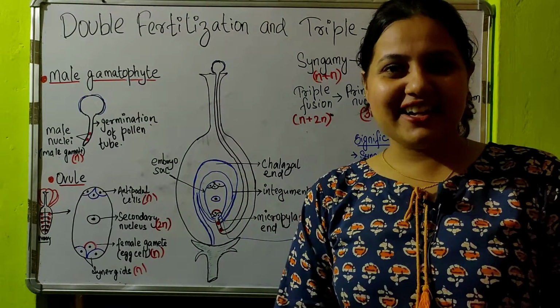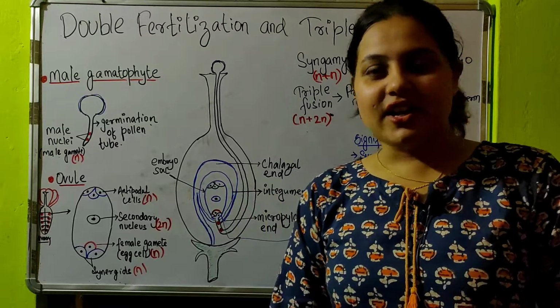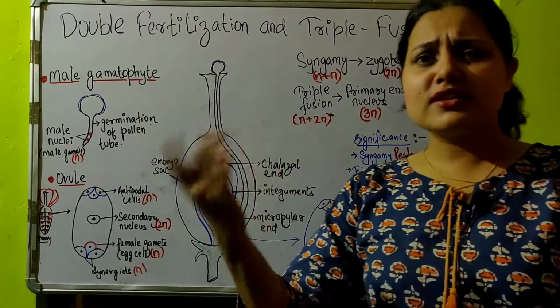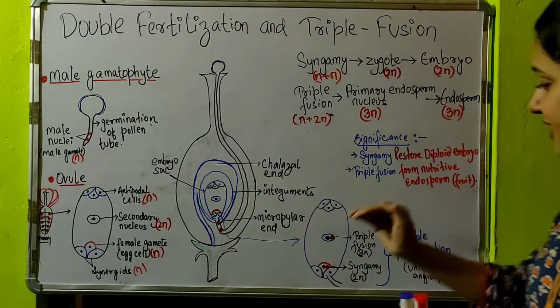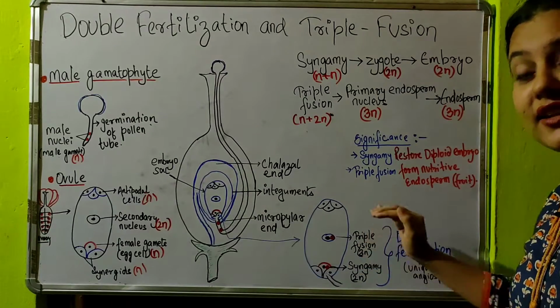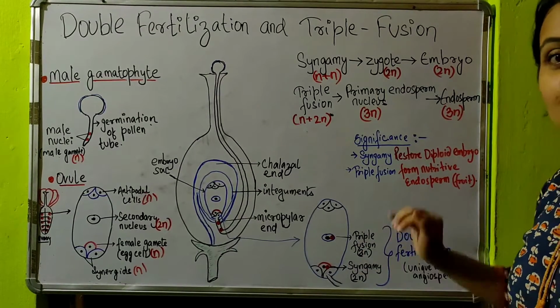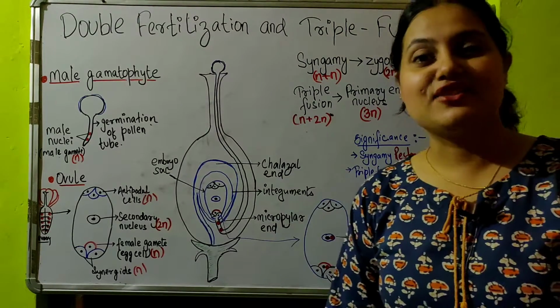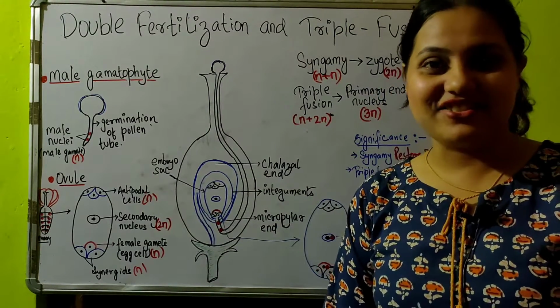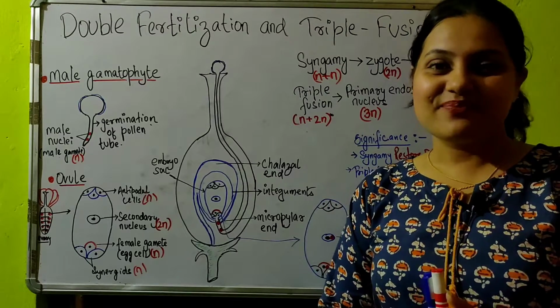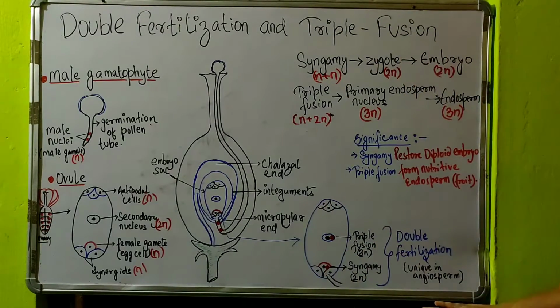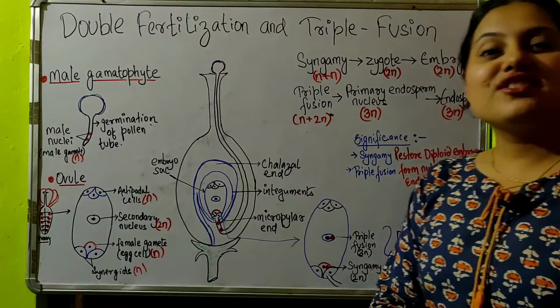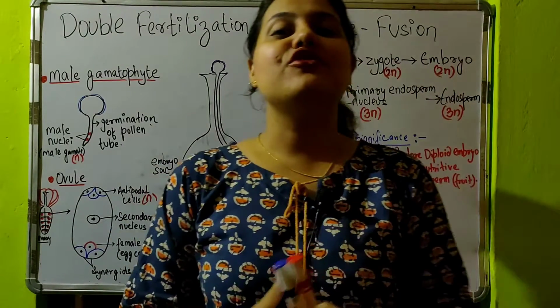Isn't it easy? Double fertilization. Why now? This is triple fusion. Now what is double fertilization? Since fertilization is happening at two places, two times, this type of fertilization as a whole is known as double fertilization. Are you clear with this? All right, and double fertilization is the unique feature of the angiosperms.